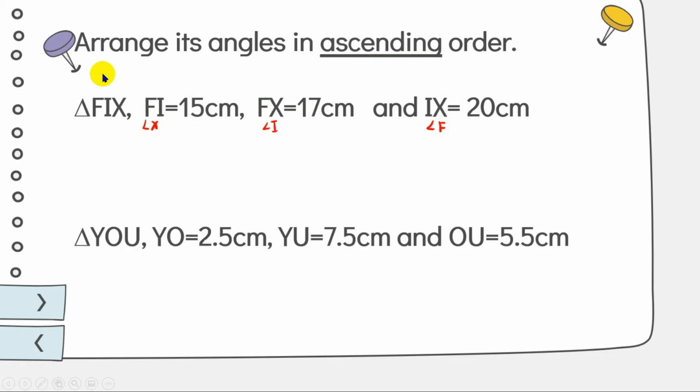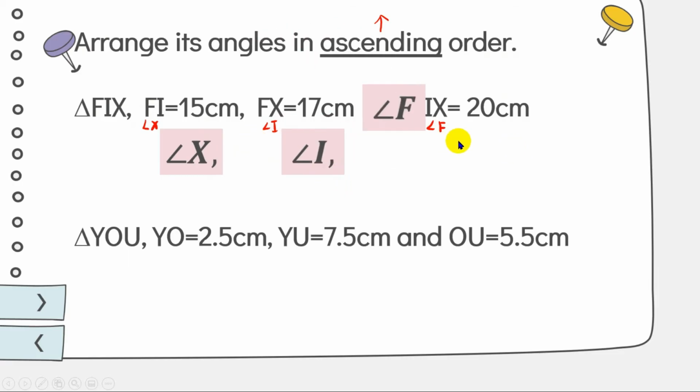Now, ang pinapahanap po ay ang arrangement ng angles in ascending order. Pag sinabi pong ascending, papataas. Maliit, papalaki. So, tingnan natin yung measurements ng side. 15, 17, 20. So, as you can see, yung arrangement niya ay papataas na. So, maliit, papalaki. Kaya po, arrange na lang natin siya ng mas maayos. Angle X is the smallest one, followed by angle I. Then, the largest angle is angle F. Okay? So, nagkataon po na yung given natin ay naka-arrange din in ascending order.